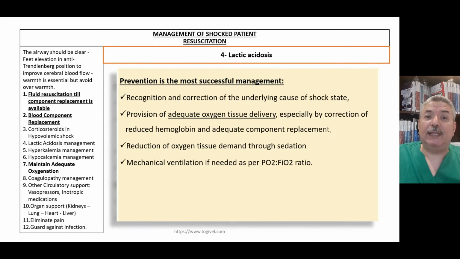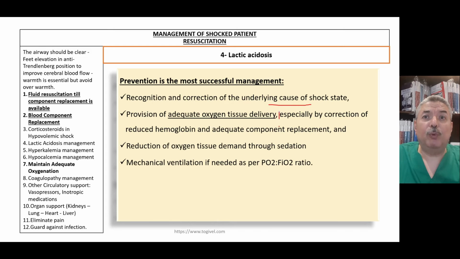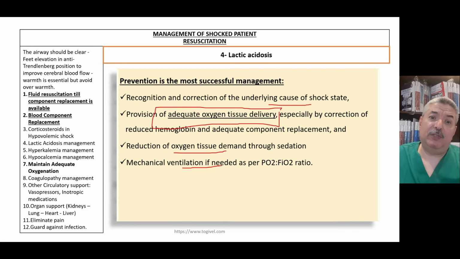So what is the treatment of lactic acidosis? Actually, treatment of the cause of acidosis, which is the cause of shock. You have to treat the shock, not resuscitate. So we have to recognize and correct the underlying cause of shock. We have to provide adequate oxygen so tissues do not resort to anaerobic metabolism. And very important when we talk about oxygenation is the correction of anemia and the reduction of oxygen demand to tissues through sedation. And if I need to, I have to maintain adequate oxygenation by mechanical ventilation.